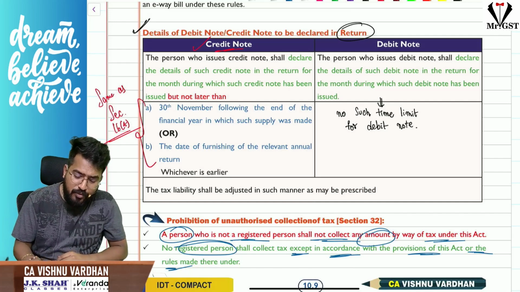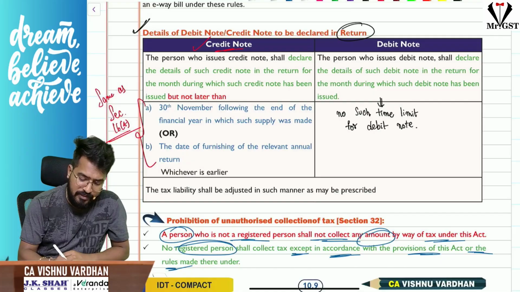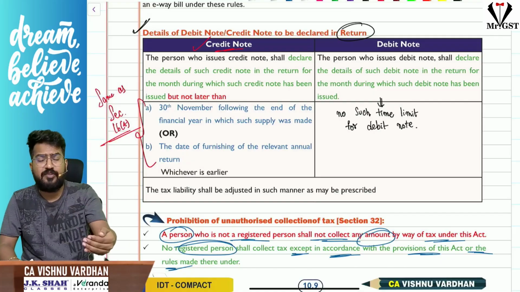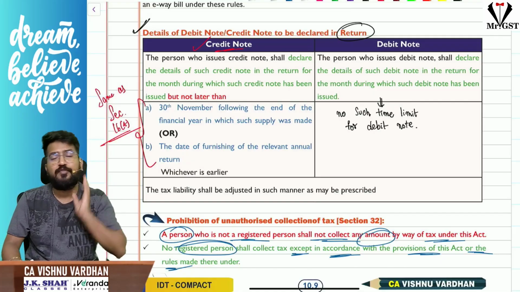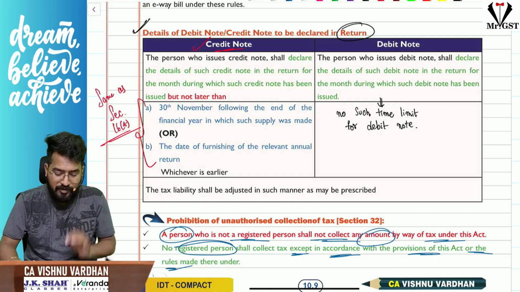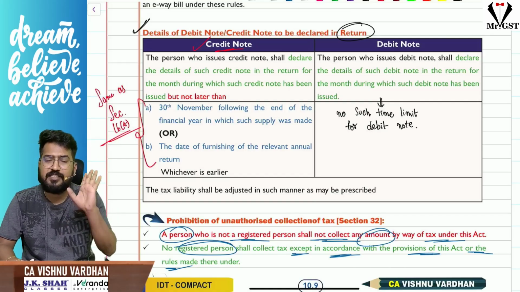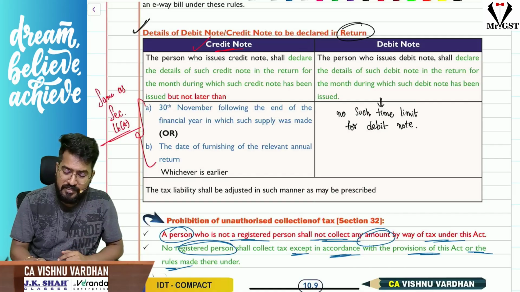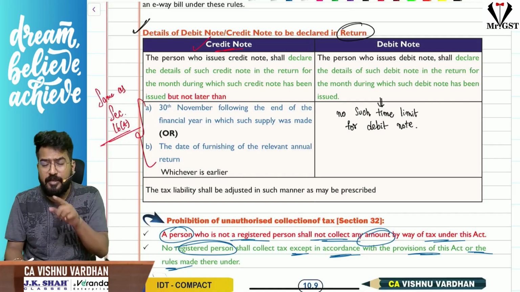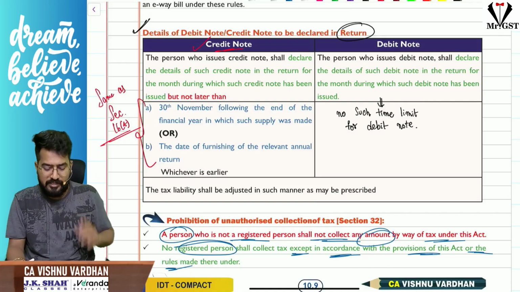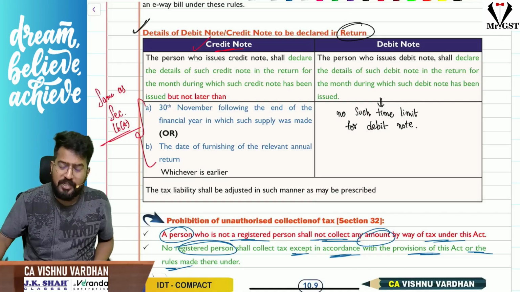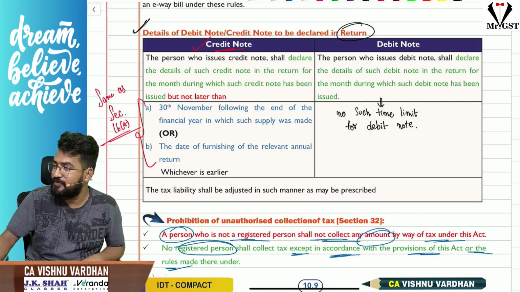For giving credit note details in the return, the deadline is 30th November of the succeeding financial year or the actual date of filing the annual return of the relevant financial year, whichever is earlier. So it is the same Section 16(4) time limit. But the interesting point here is that for declaring debit notes in the returns, no such time limit is mentioned. So that is what it is all about with credit notes and debit notes.